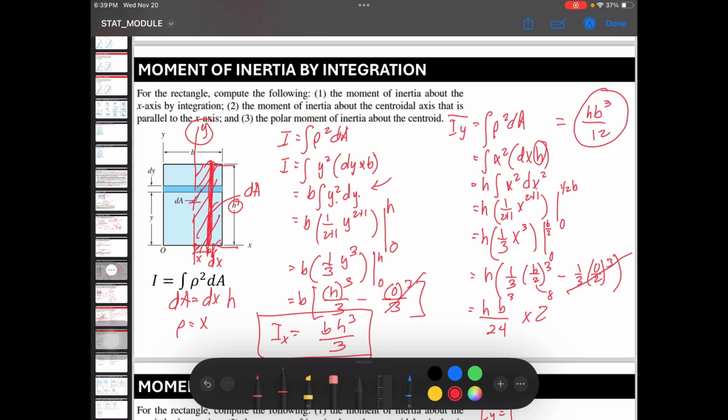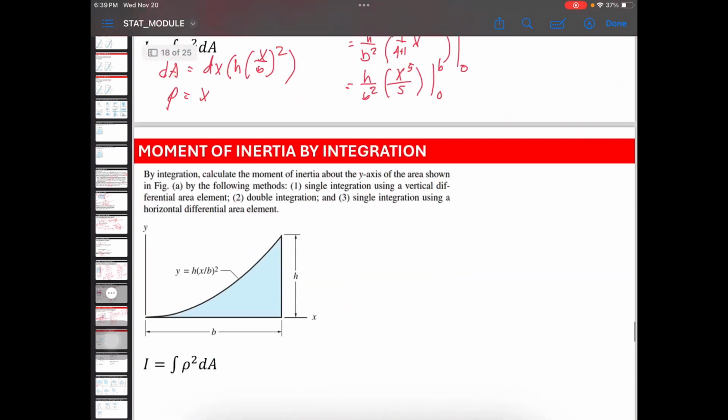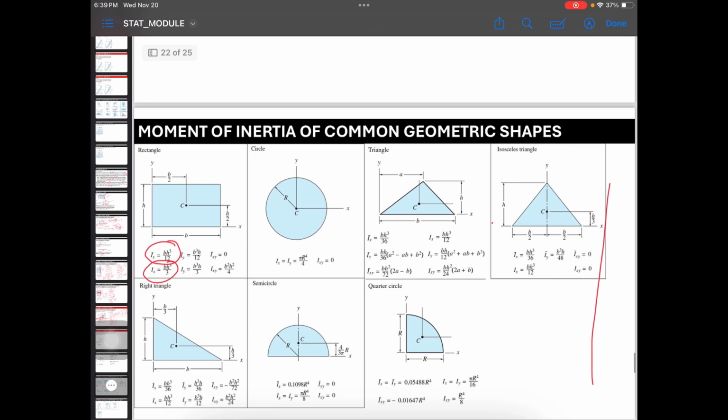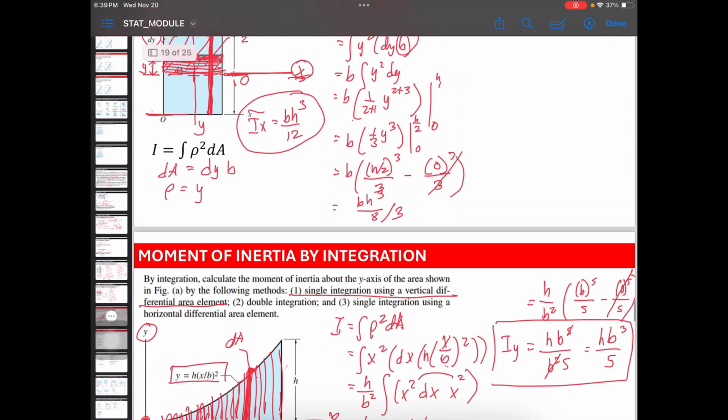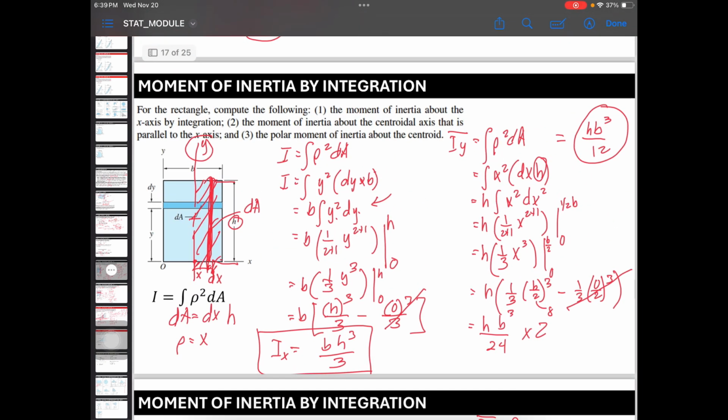Let's check. HB, the B is the one cubed. Here. Over 12. There it is. Then next, J.